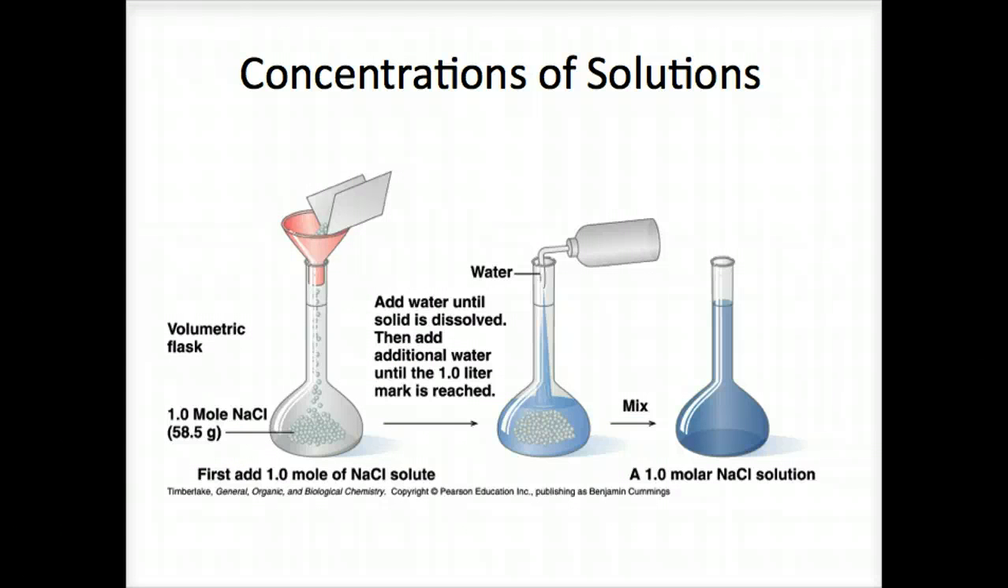I will make a solution just as shown here. I would put in the amount of solute I need. In this case, I'm making a 1 molar solution of sodium chloride. I will measure out a mole of sodium chloride at 58.5 grams. Put it in the flask. This is a volumetric flask. I'll add water to dissolve it, fill it up to this line, and mix it. And I will have a 1 molar solution of sodium chloride.